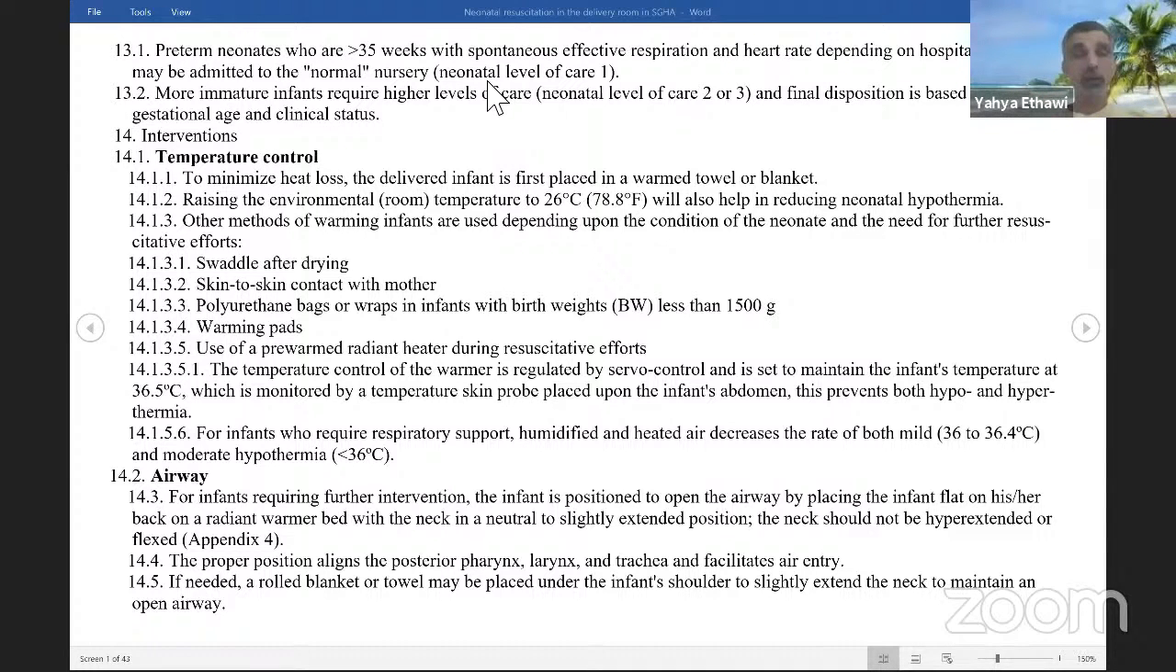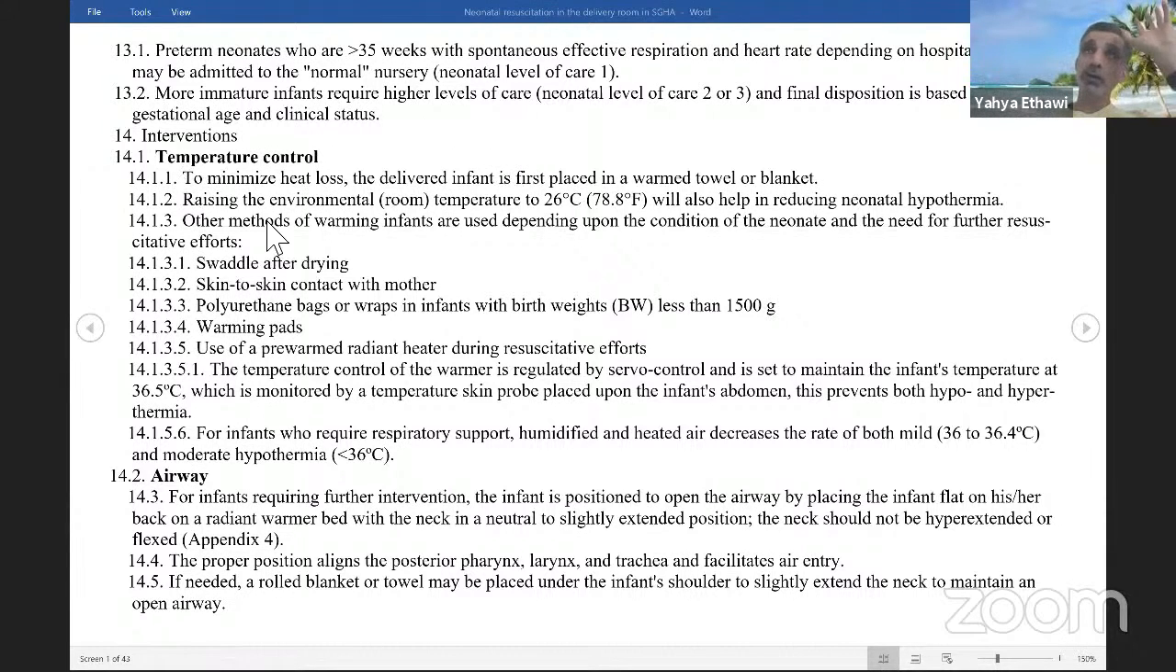If the baby is less than 35 weeks, this is an ICU admission, because we cannot be sure the baby can go home, and he is less than 35. Any premature baby less than 35 weeks needs an ICU admission.